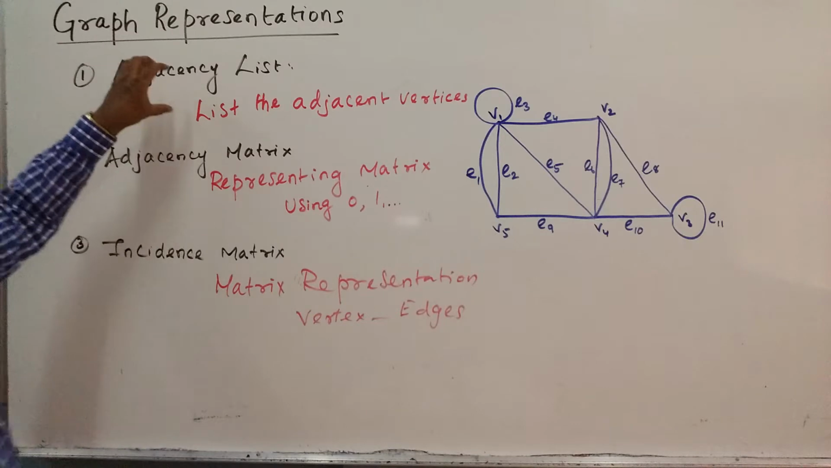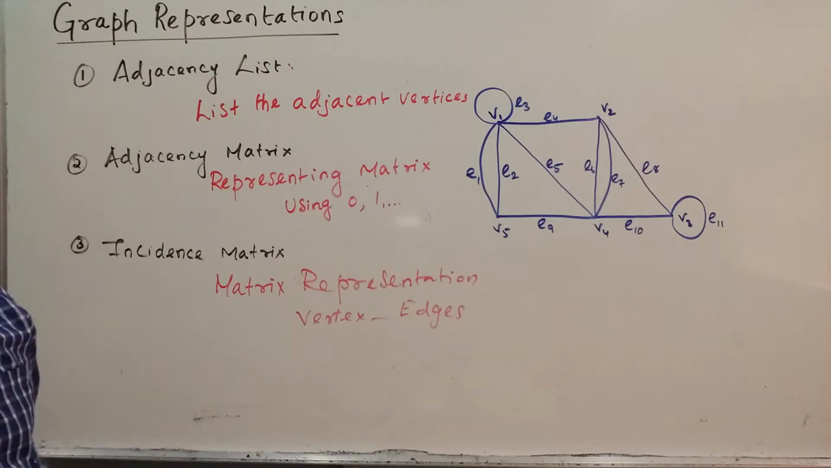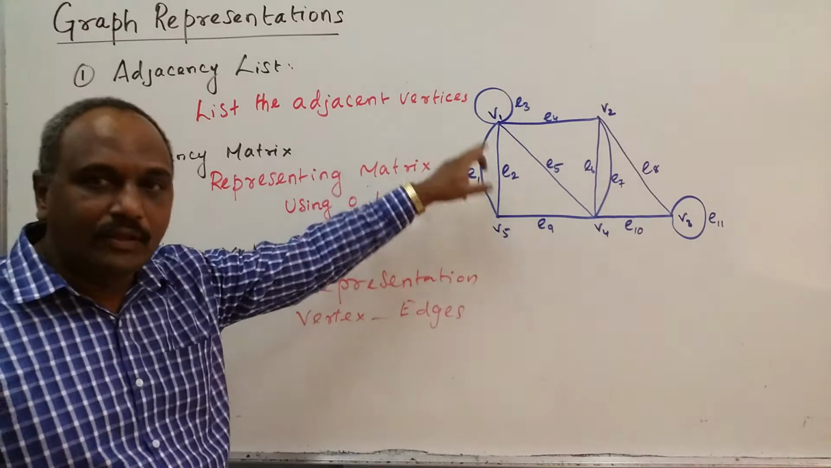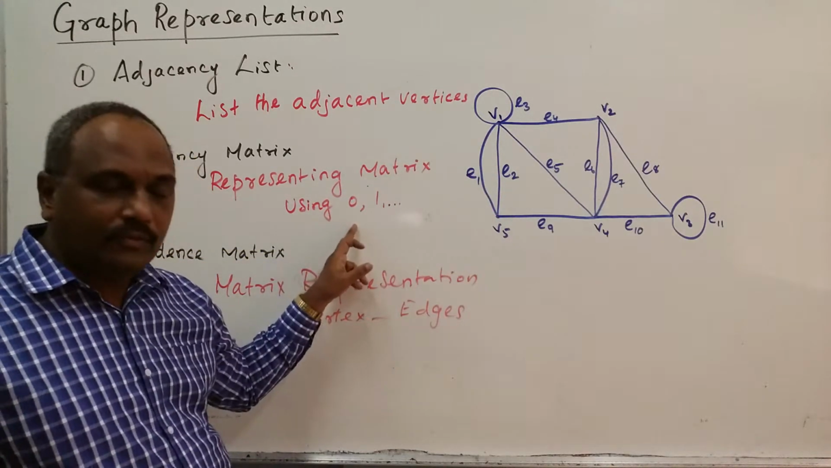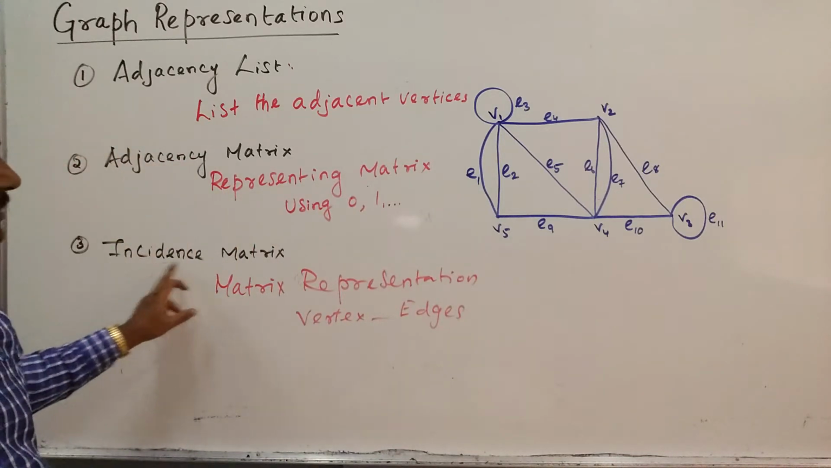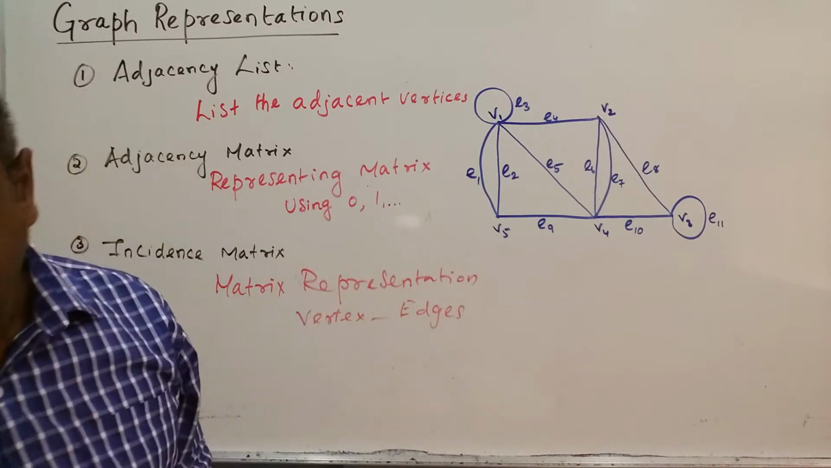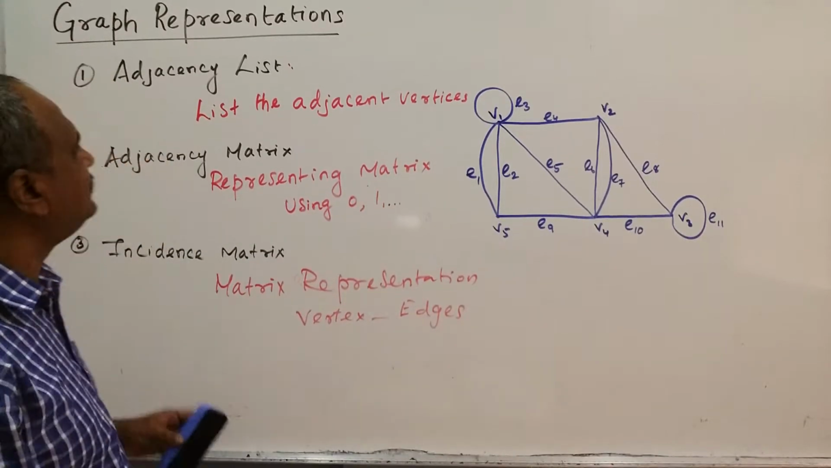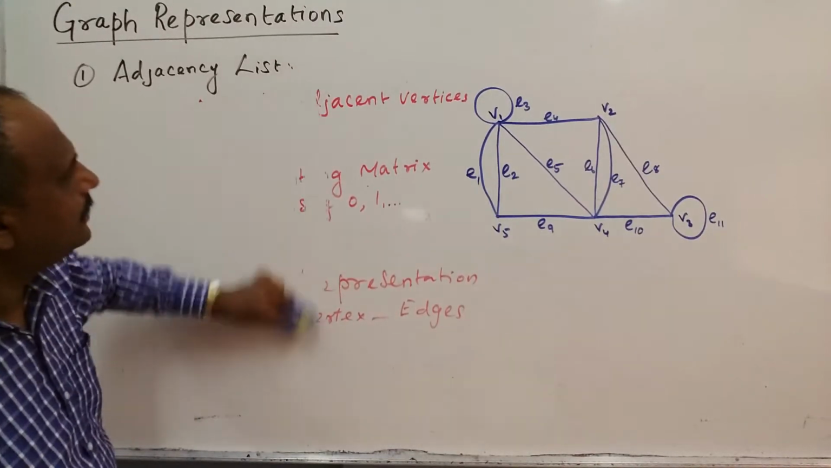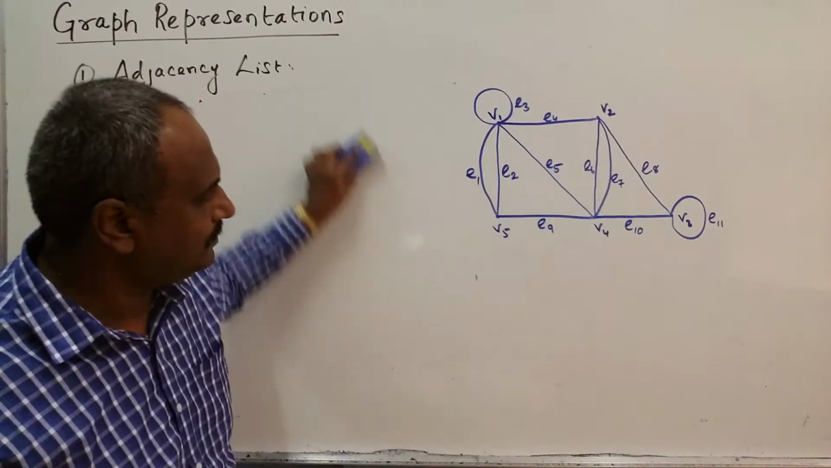So for the adjacency list, we are going to list the adjacent vertices, what are all the vertices that are adjacent. For adjacency matrix, we are going to represent the same adjacent vertices in a matrix using 0, 1 and so on, based on the number of edges. And the incidence matrix, we are going to represent the vertex and edges in matrix form. For example, I am going to take the same graph and find the answer first for adjacency list, then adjacency matrix, and then incident matrix.